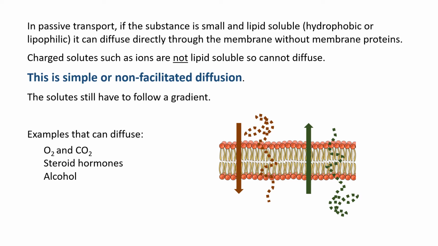So examples that can diffuse, and they're going to diffuse along pressure gradients, are oxygen and carbon dioxide. They can both diffuse through the plasma membrane, following their pressure gradients. Steroid hormones can diffuse through. The reason they can diffuse through is because they're based in cholesterol. They're made of cholesterol. And of course, cholesterol is a lipid. Alcohol is another one that can diffuse through the membrane.